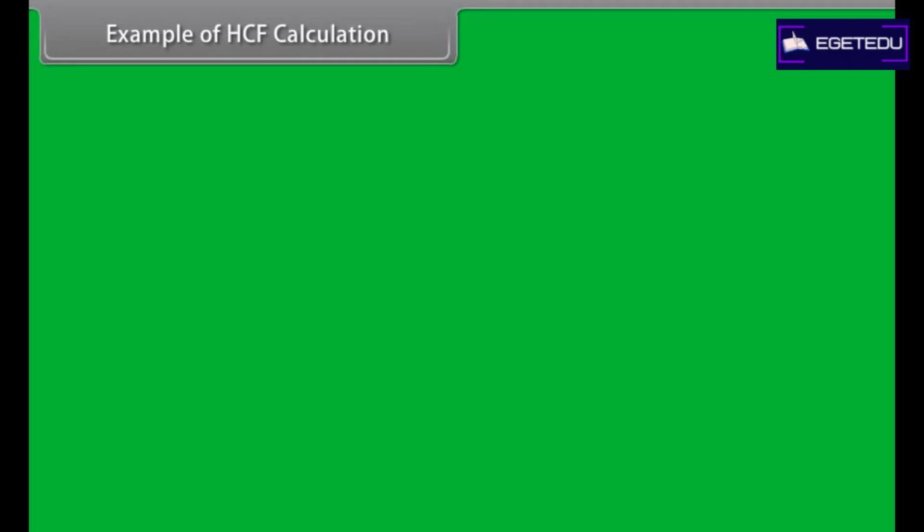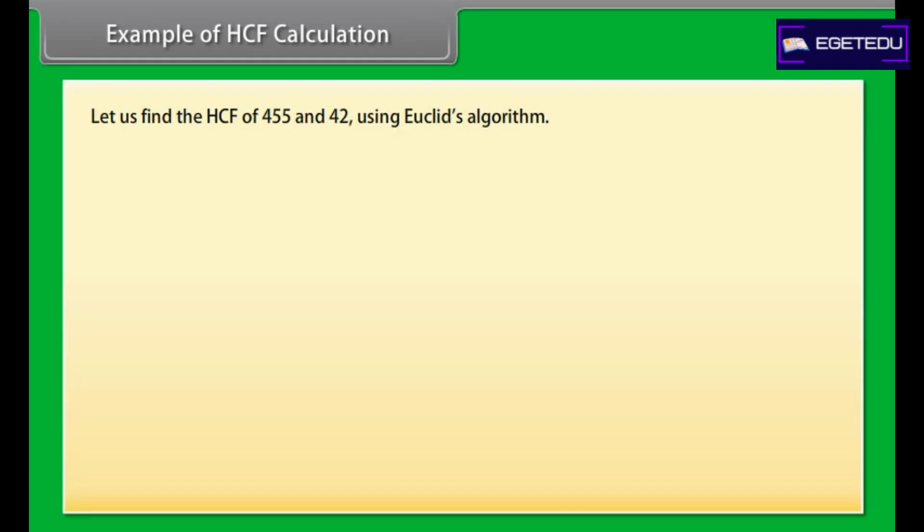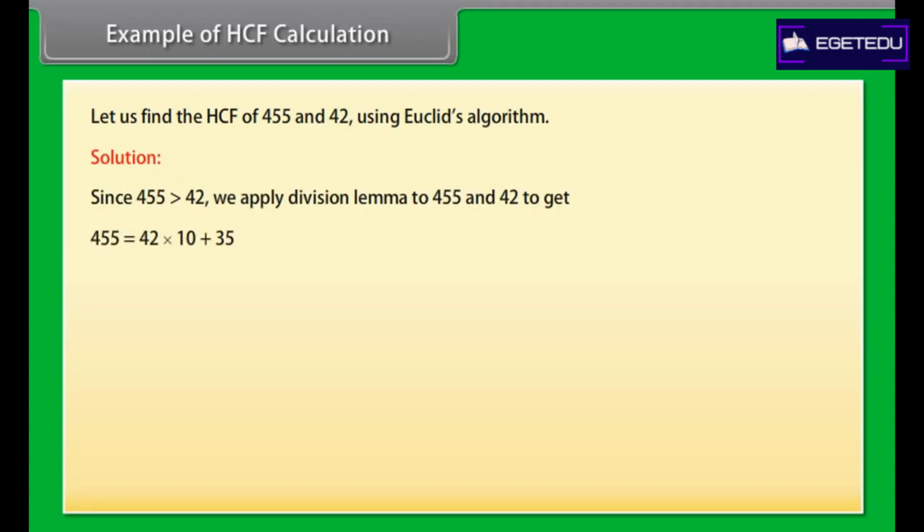Example of HCF calculation. Let us find the HCF of 455 and 42 using Euclid's algorithm. Solution. Since 455 is greater than 42, we apply division lemma to 455 and 42 to get 455 is equal to 42 into 10 plus 35.